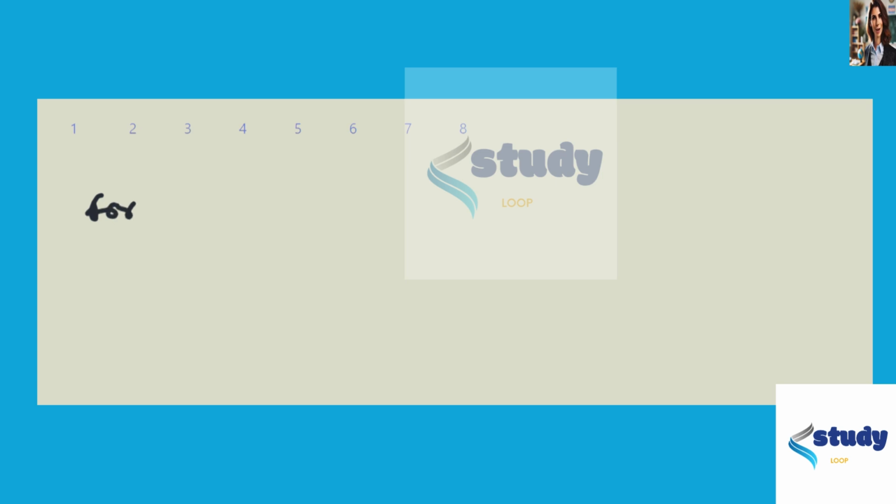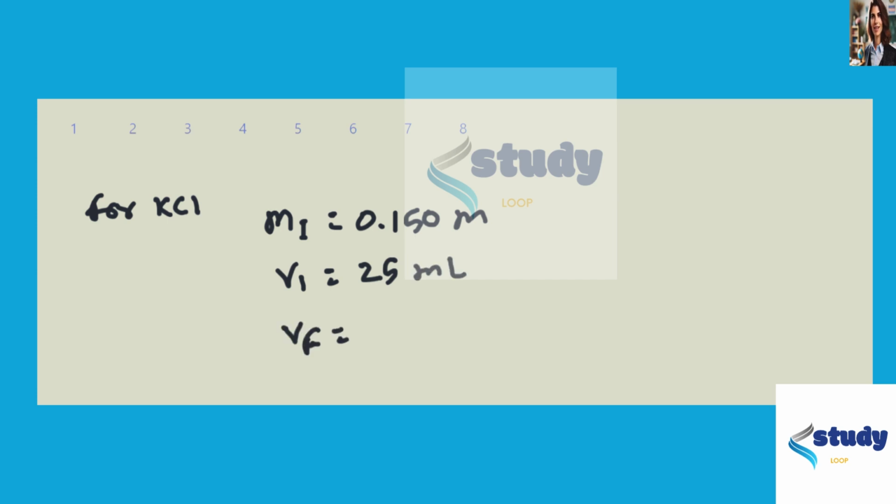For KCl, initial concentration is 0.15. Initial volume is 25, and final volume is volume of KCl plus the volume of sodium sulfate, which is 44, and this will give us a total of 69 ml.